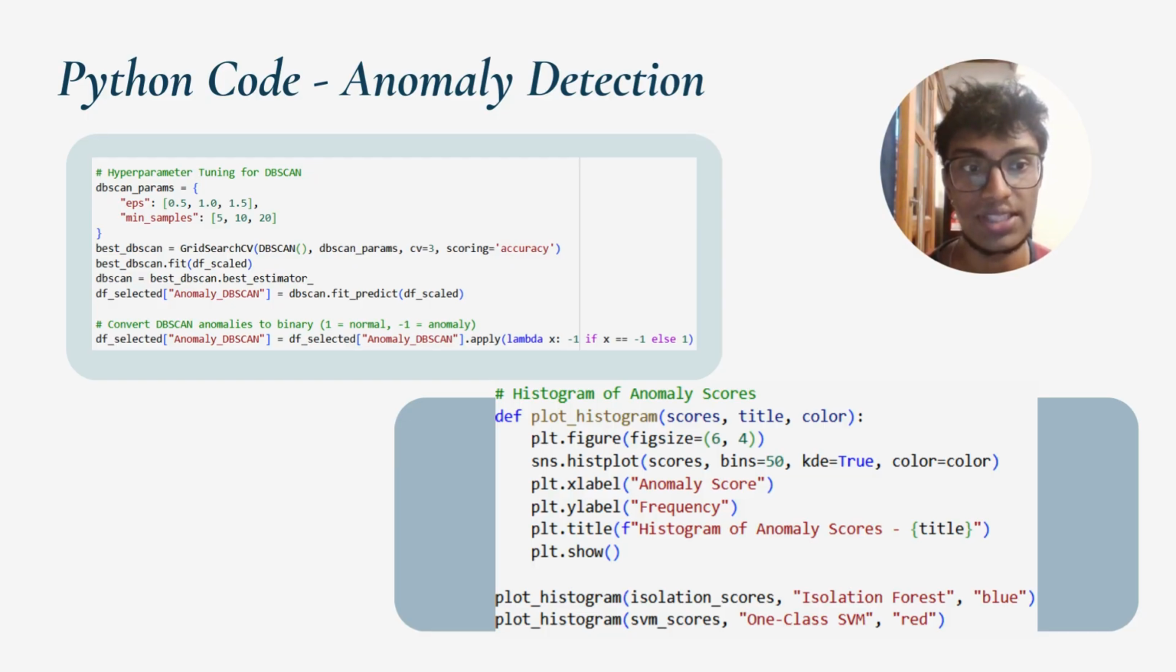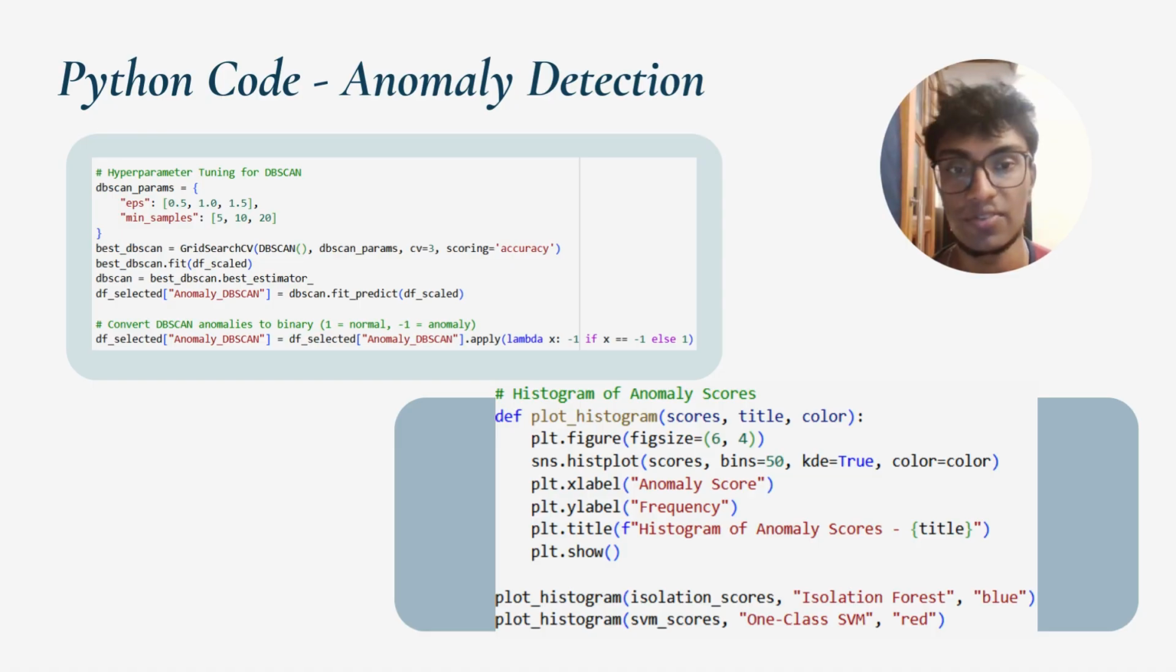The best performing DBSCAN model is then applied to the dataset, and results are stored in the anomaly DBSCAN column. Since DBSCAN assigns noise points a label of -1, which are anomalies, and clustered points different positive integers indicating different clusters, the results are converted to a binary format where 1 represents normal data and -1 represents anomalies, for consistency with the other anomaly detection models.